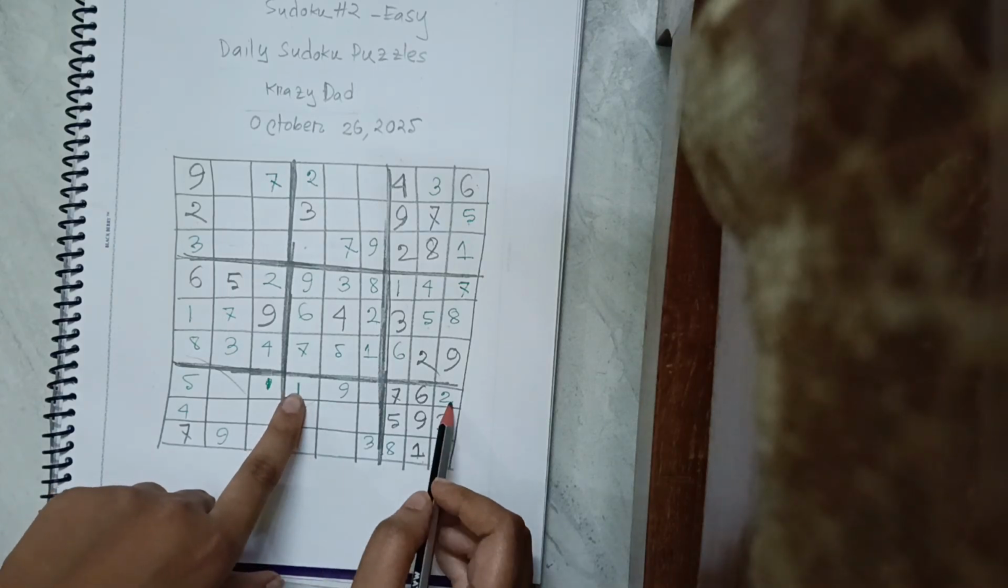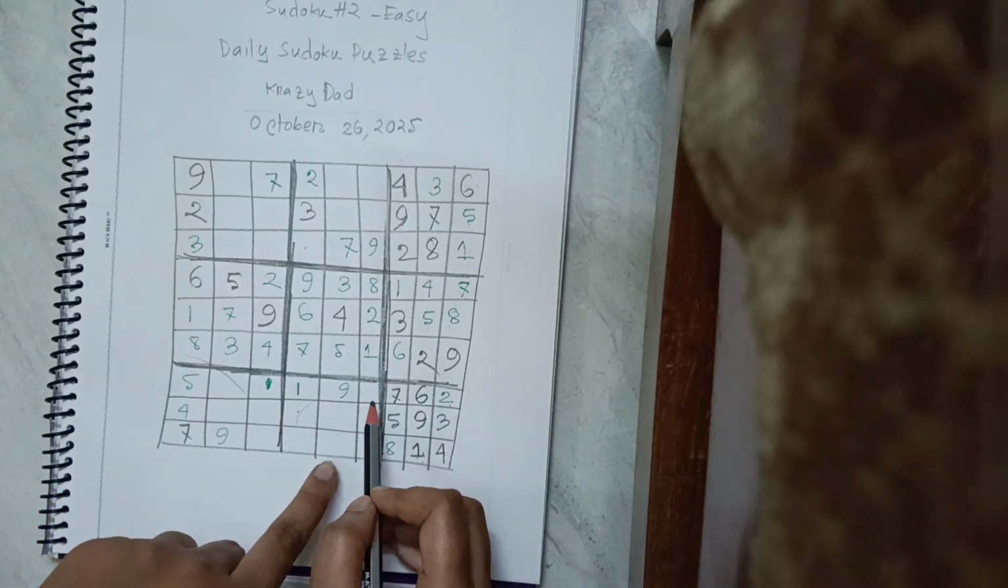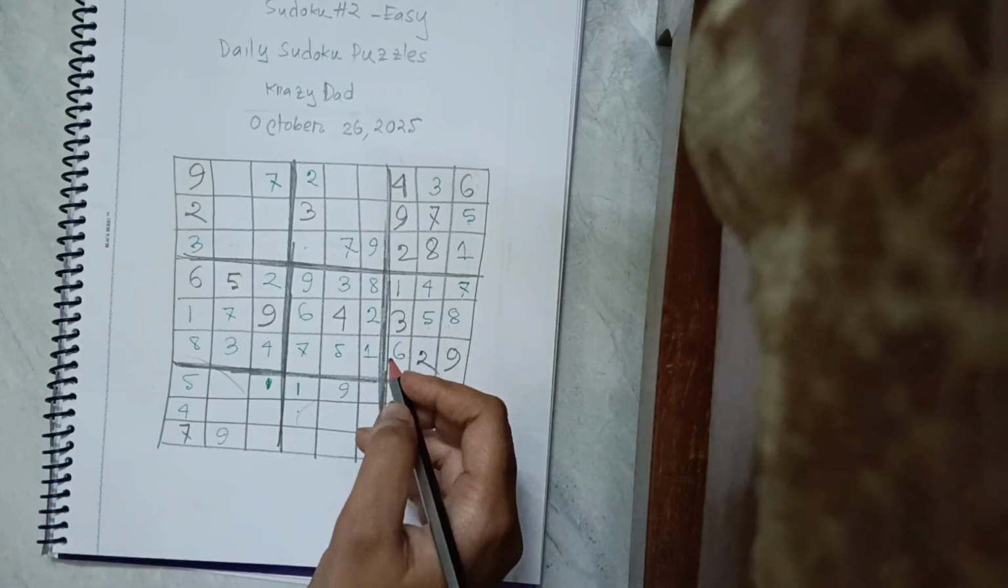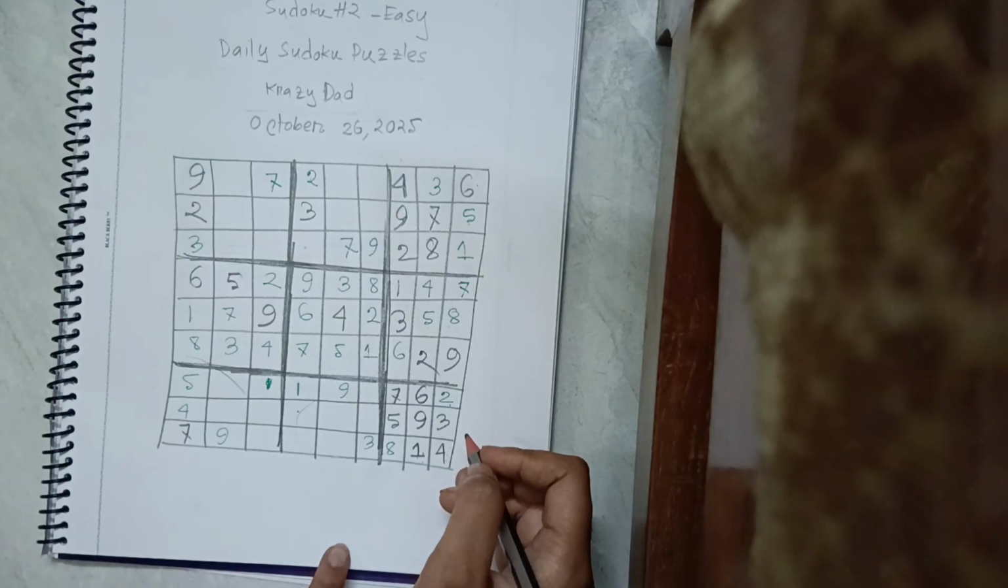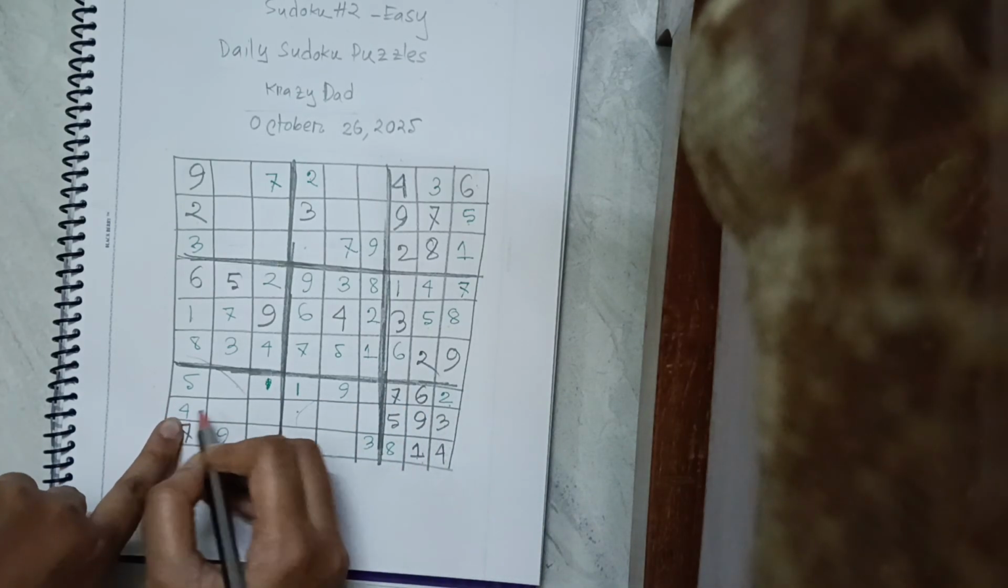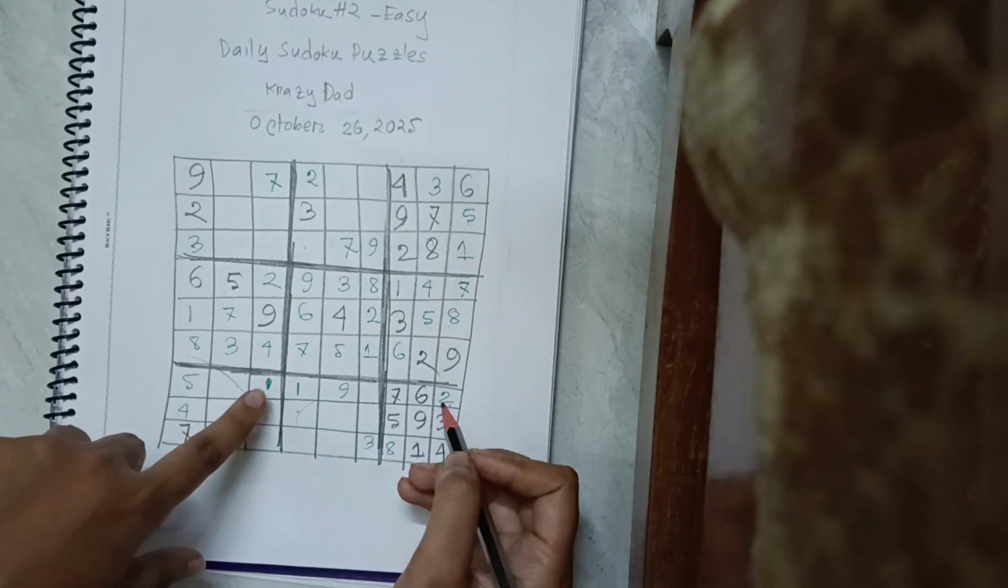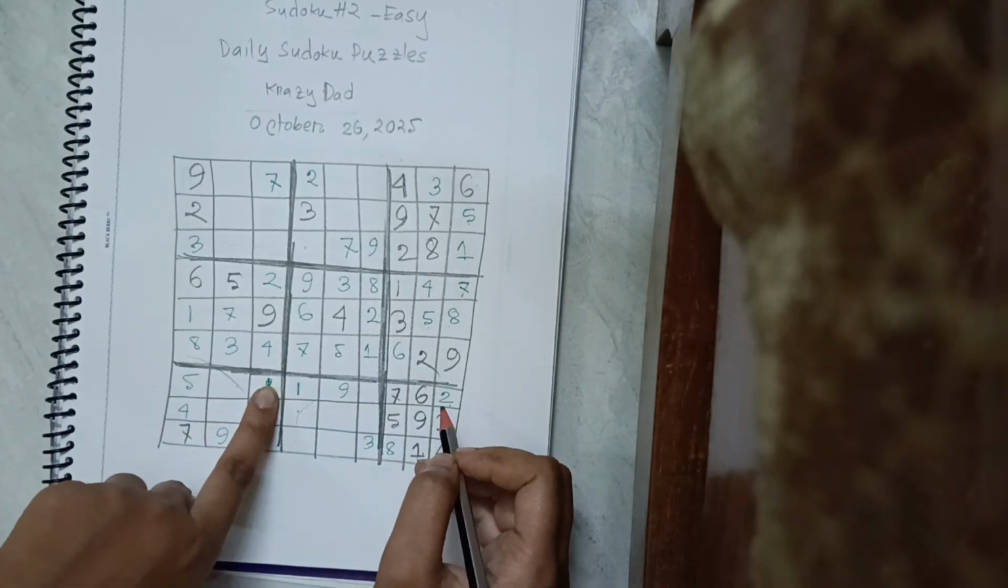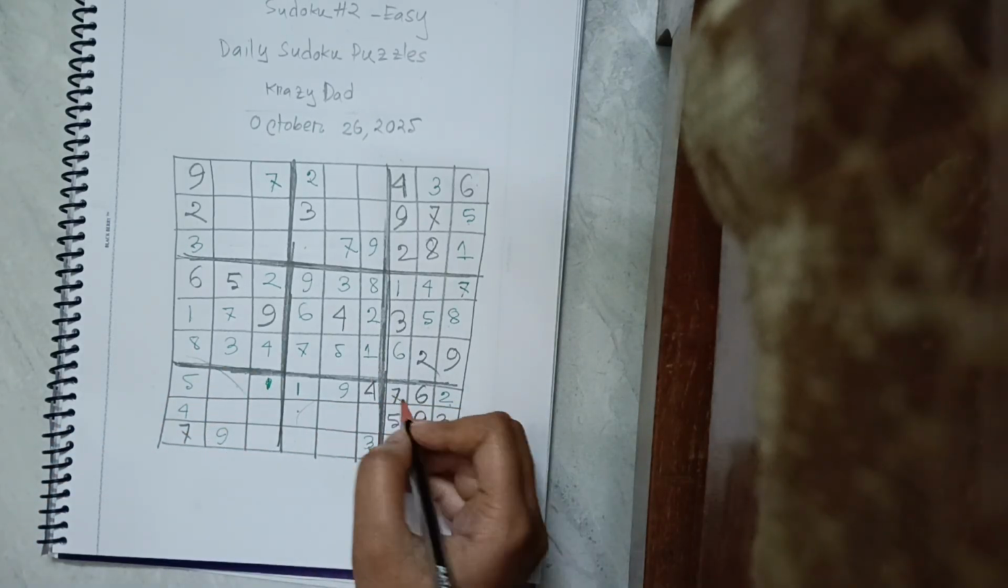The missing numbers are actually 3, 4, 5 and 8, right? Can we write 4 in these two boxes? No, because 4 is already in this medium box. So the 4 must be here.